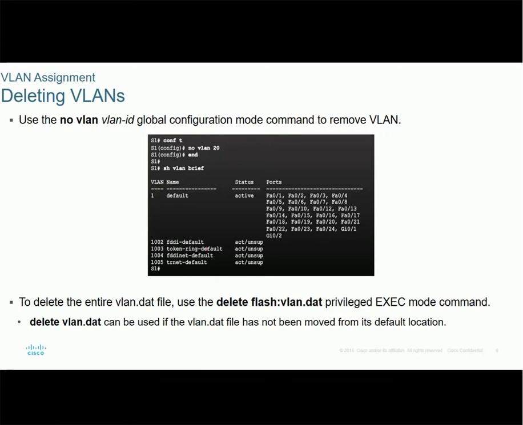So what that means is, take for instance port 18. If port 18 was assigned to VLAN 20, and we went ahead and used the command no vlan 20 without first reassigning port 18 to another active VLAN, for example back to VLAN 1, that means that once we deleted VLAN 20, port 18 will not be able to communicate until we reassign it to another VLAN.